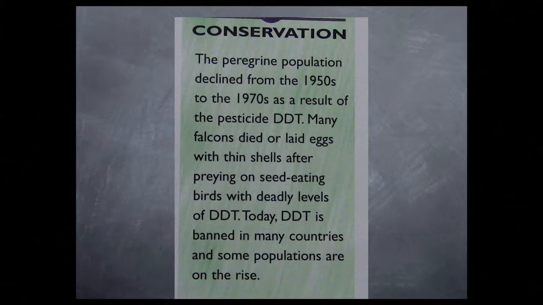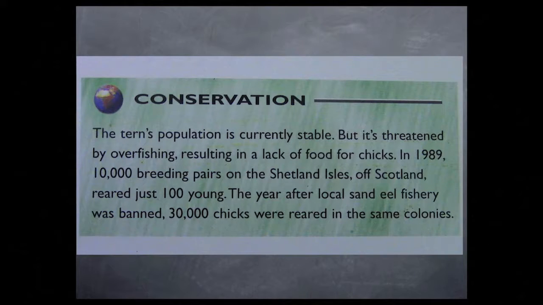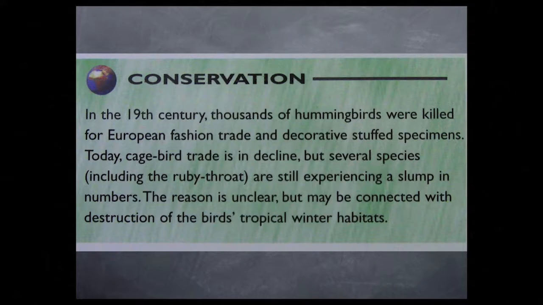Now, the Arctic tern status is a bit confusing. We're told that the population is stable, but that they are being threatened by overfishing. Ruby-throated hummingbirds are in decline. That's also information about the fashion trade, threatening them in the past, as well as the cage bird trade. The information about destruction of their winter habitat is important, but so is the modifier that the reason is unsure.